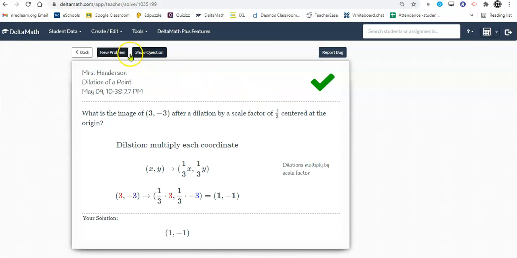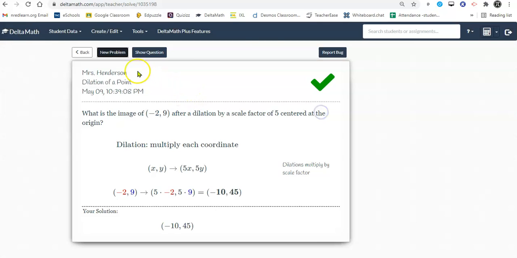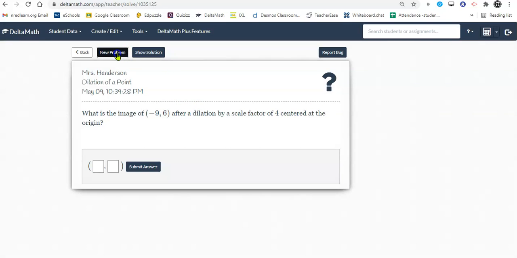And that's it. You simply multiply each of these x and y coordinates by the scale factor. Sometimes it's a whole number, so we times by 5, times by 5. And when we do that, we get negative 10 and 45. And sometimes when you multiply, it's getting smaller, like this one here.